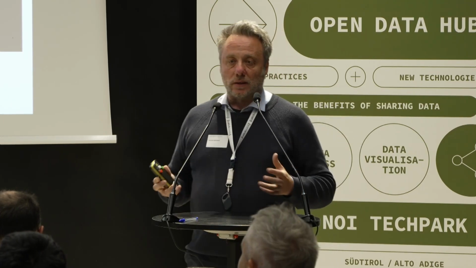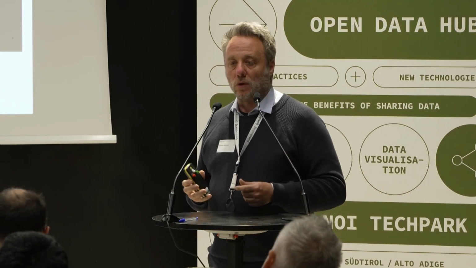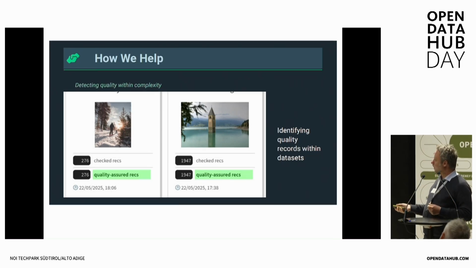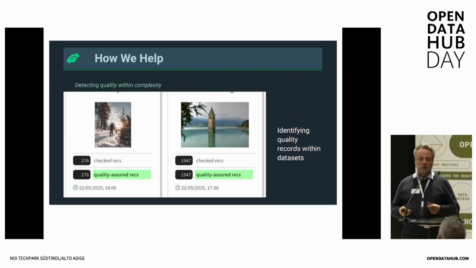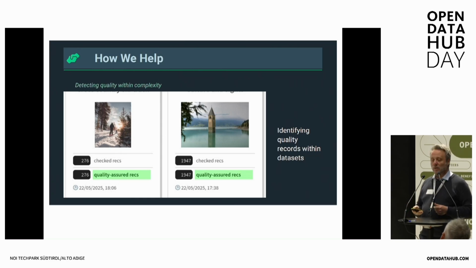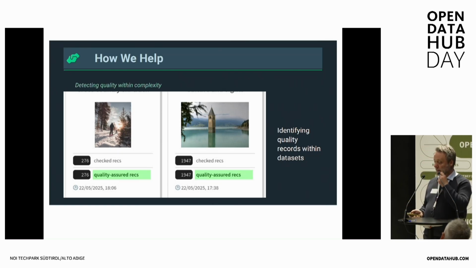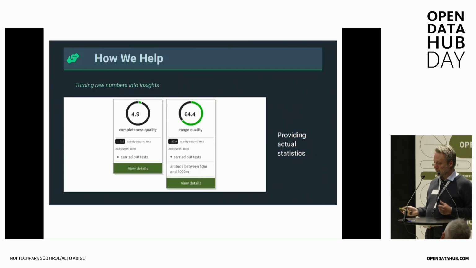So let's see some examples. We list all the data sets, the number of records we have checked, and the number of records that pass the checks. For example, in this case, we see that all the records have passed the check. If not, the second number is lower, and even the color changes, so you can have a quick insight about the quality inside the data set.